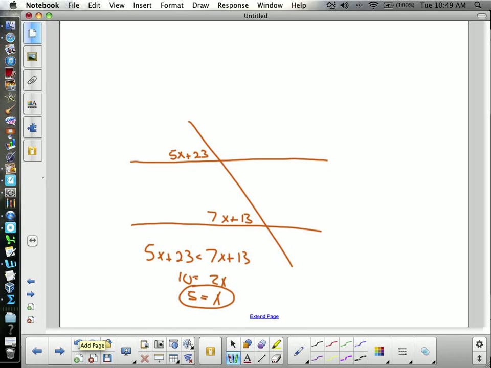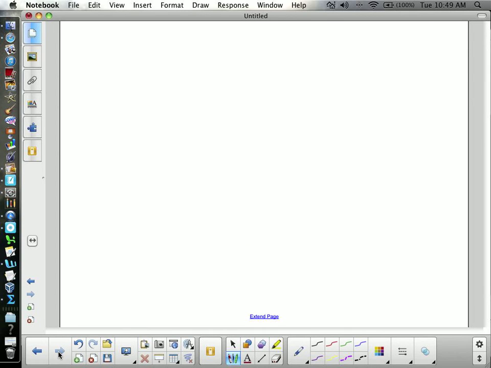Finally, our level 4 problems. Two angles form a linear pair. The measure of one angle is 5 times the measure of the other. Find the measure of each angle. Well, let's go with what we got. Two angles form a linear pair.